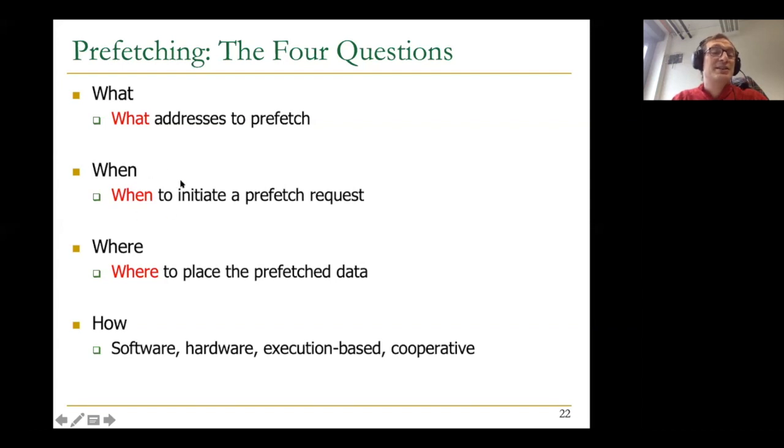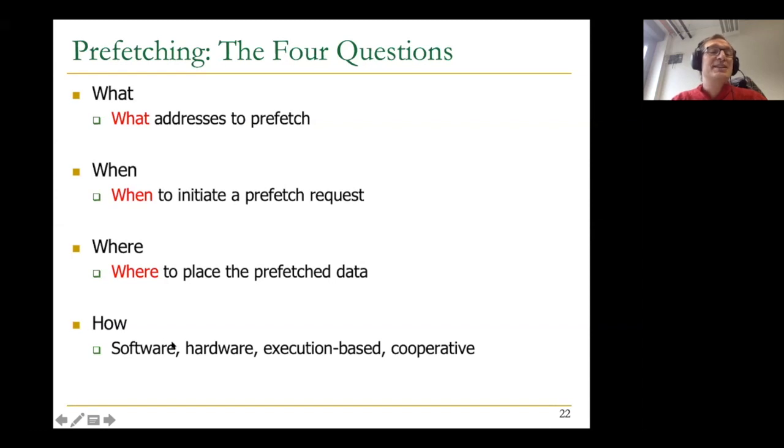It's good to think about this question also, because if you initiate it too early, then you may lose performance because you may actually kick out from the cache or kick out from your prefetch buffer something useful. If you initiate it too late, then you may actually not cover the latency from the processor's perspective, right? Where do you place the prefetch data? We will see different options for this. Caches is actually the predominant option today that's used in existing systems.